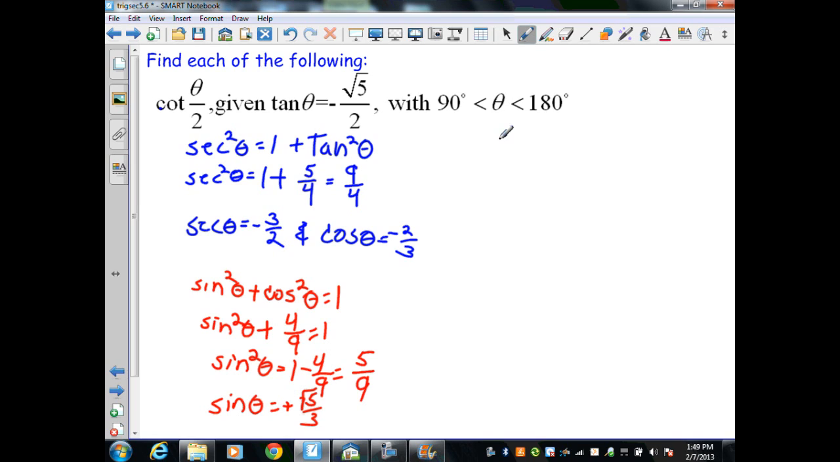Now, I know that the cotangent of theta over 2 is what I need to solve for. By a reciprocal identity, I know that that is 1 over the tangent of theta over 2. And when I use my half angle identity for tangent, that gives me 1 over sine theta over 1 plus cosine theta.